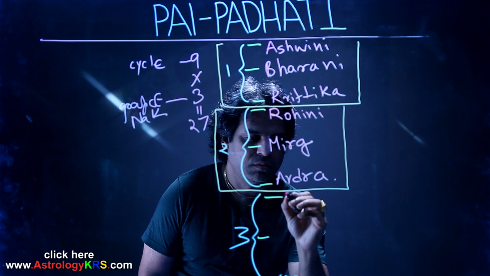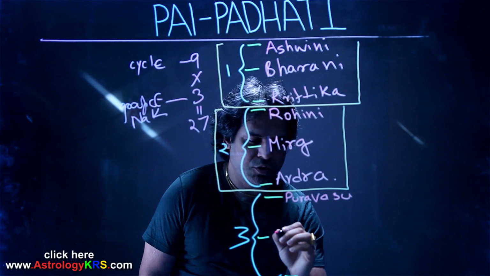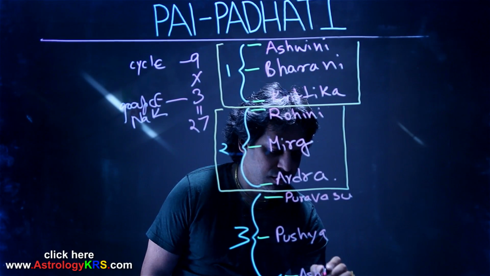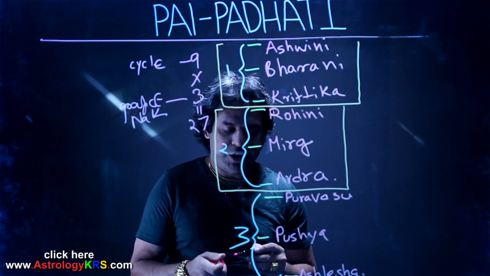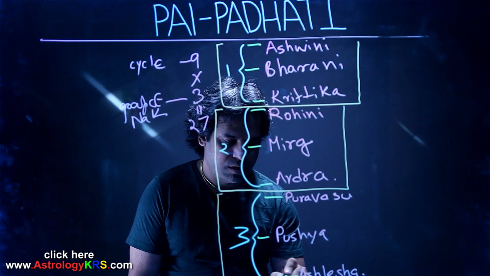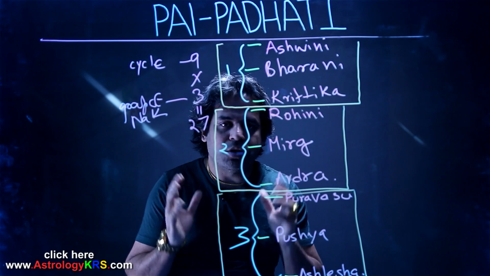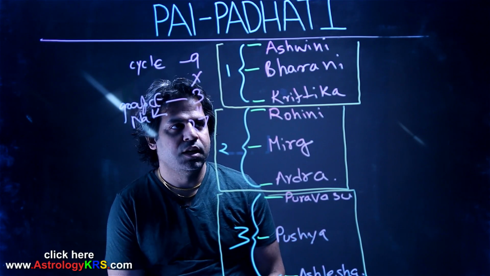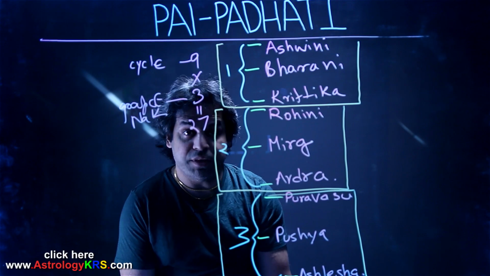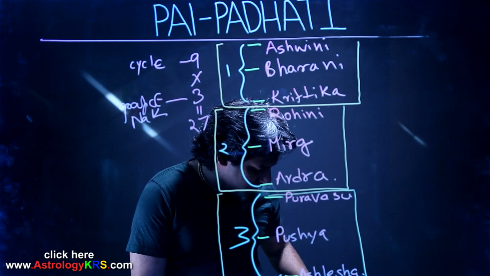Then Punarvasu, Pushya, Ashlesha. This is group 3. So now, if you know the chronological order of the nakshatras, Ashwini, the nakshatra starts with Ashwini and ends at Revati. Okay? So the very first 3 nakshatras, and remember, this is easy.